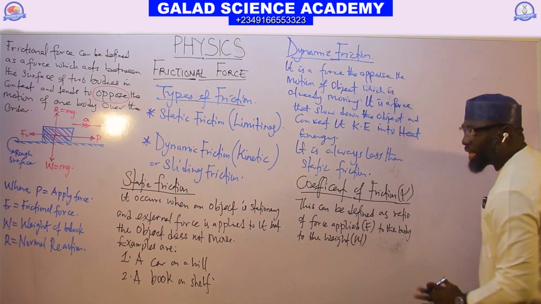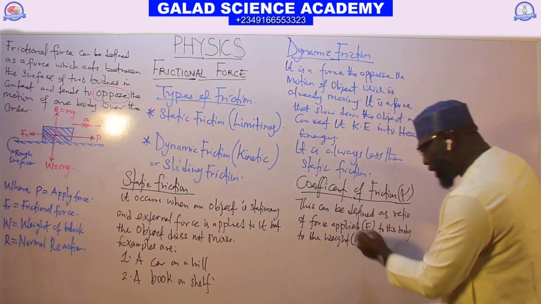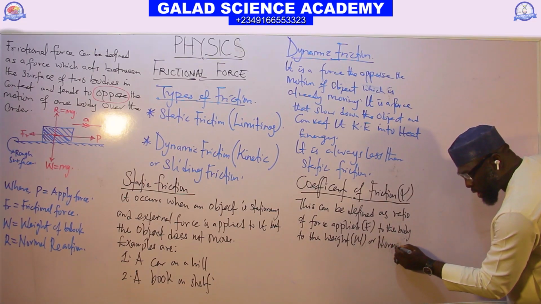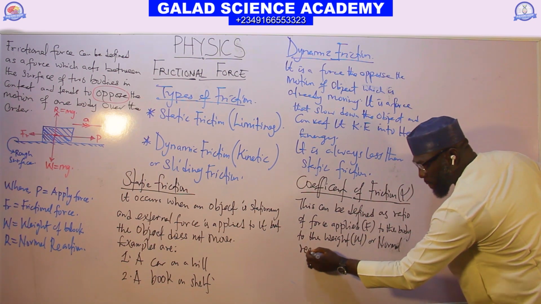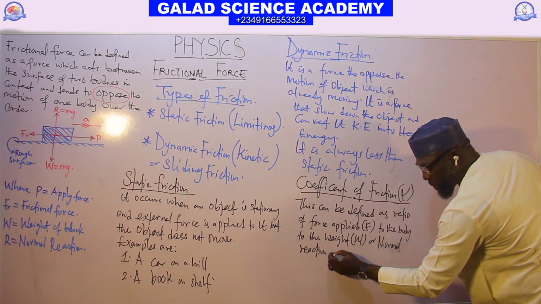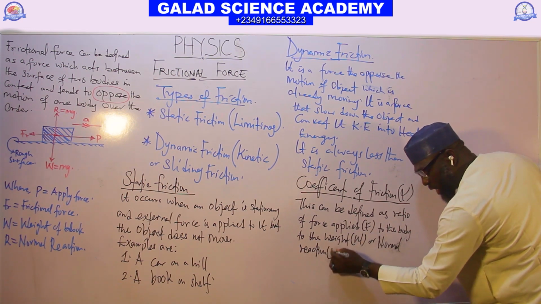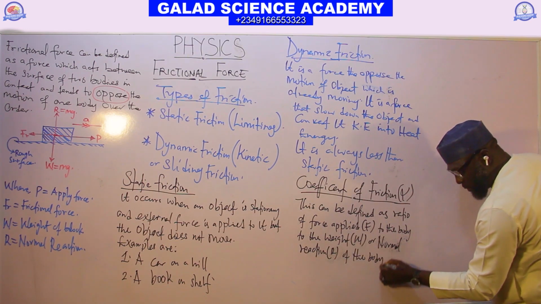We also know that this weight is equal to the normal reaction. Therefore, we can also call it the weight of the body or the normal reaction of the body. The normal reaction is R of the body.